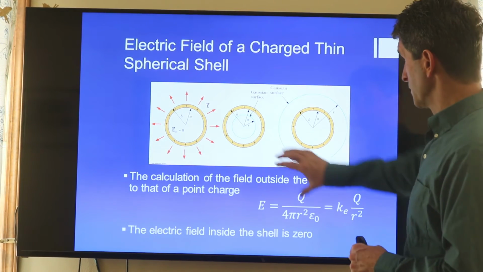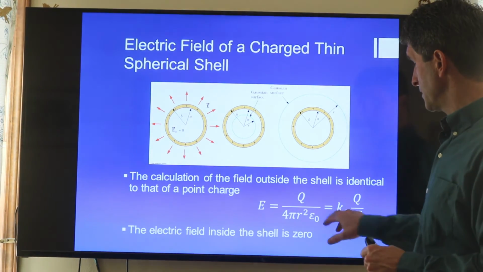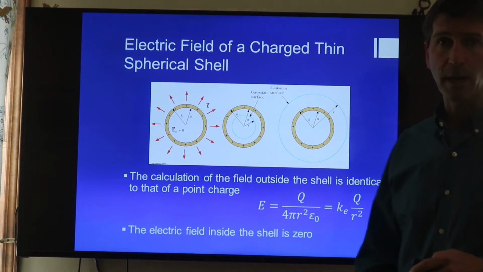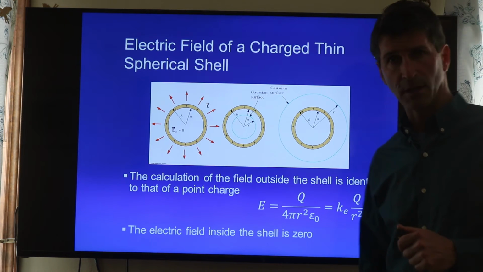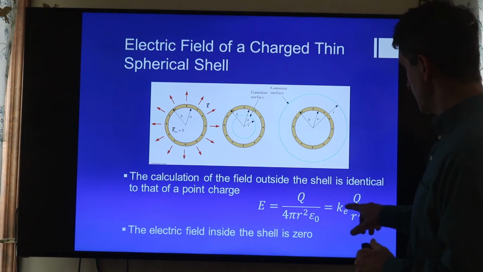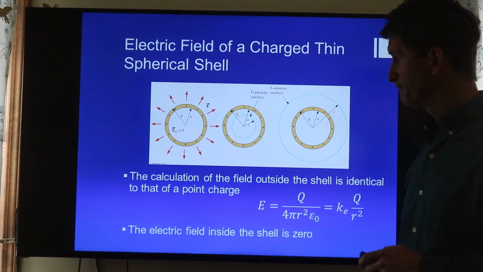Okay? As soon as we put the Gaussian surface outside, then it reduces to, again, what we had earlier with regard to Coulomb's law for electric field. The electric field is equal to Ke times Q divided by R squared.